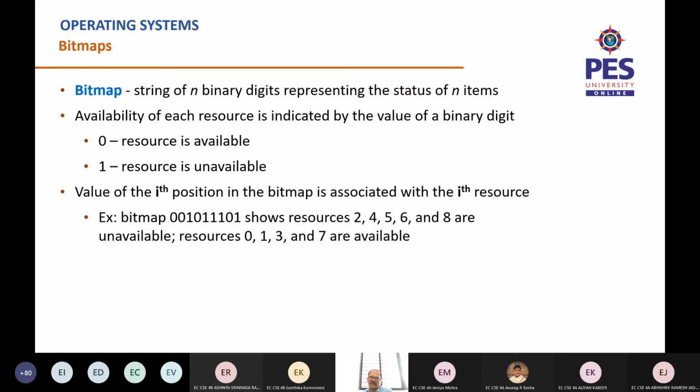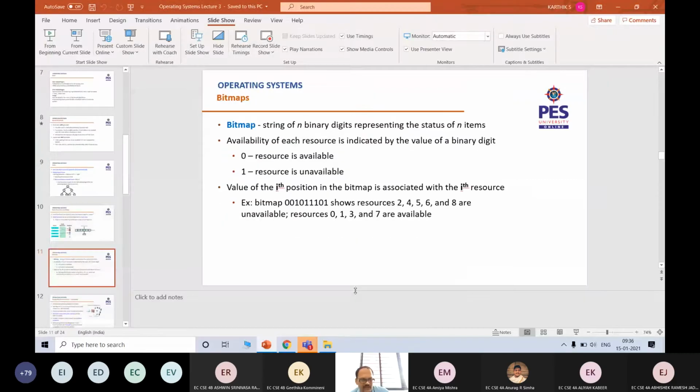So this is a most efficient way of representing information, but it doesn't suit all requirements. Only when I have only two possible values does this make sense. But it is used quite a bit in operating systems to indicate the availability of a particular kind of resource. So this is another important data structure that you need to be familiar with.